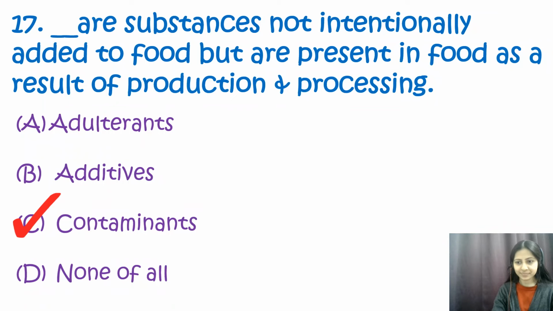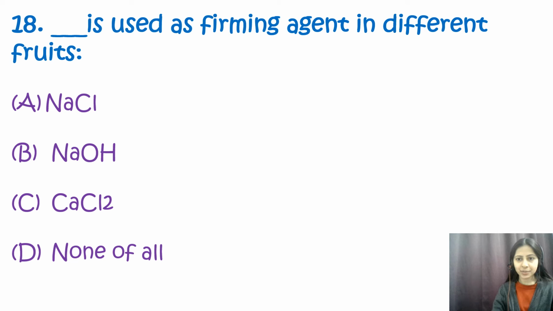Question number 18. What is used as a firming agent in different fruits? Options are sodium chloride, sodium hydroxide, calcium chloride, and none of the above. So the correct option will be option number C, that is calcium chloride. These firming agents are food additives that are added to precipitate the residual pectins, thus strengthening the structure of the food products and preventing them from collapsing during processing. So calcium or its salts like calcium chloride are used as firming agents in different fruits. So the correct option is number C, that is calcium chloride.